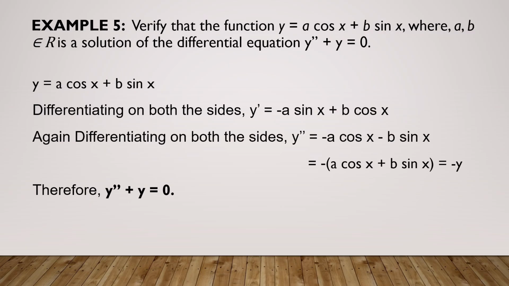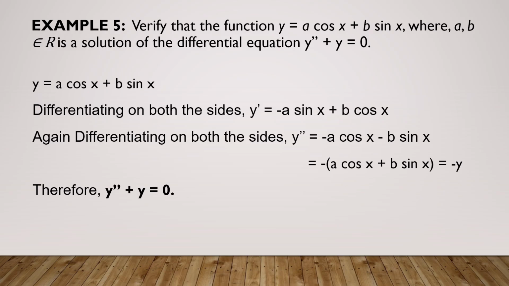Next example. Verify that the function y is equal to a cos x plus b sin x, where a and b belong to R, is a solution of the differential equation y double dash plus y equal to 0. Same technique. First of all, you have the function y, differentiate both the sides, derivative of cos is minus sin, derivative of sin is cos. Now what do you want to bring? y double dash plus y. So now just check your y double dash. y double dash means you have to take one more derivative.